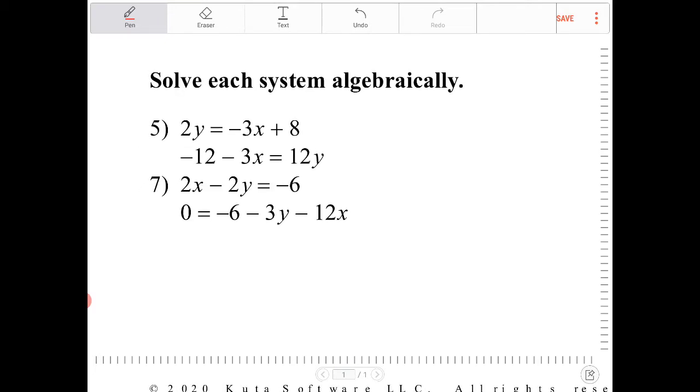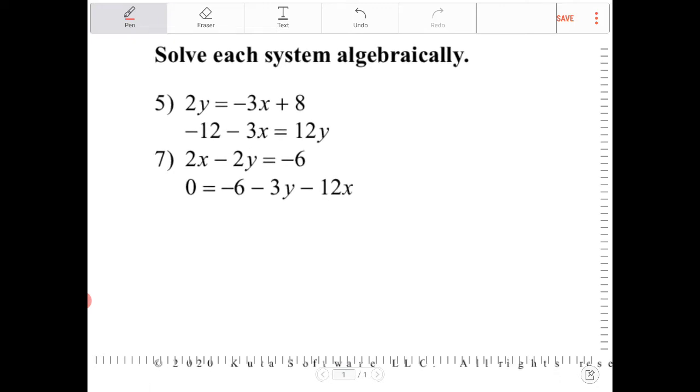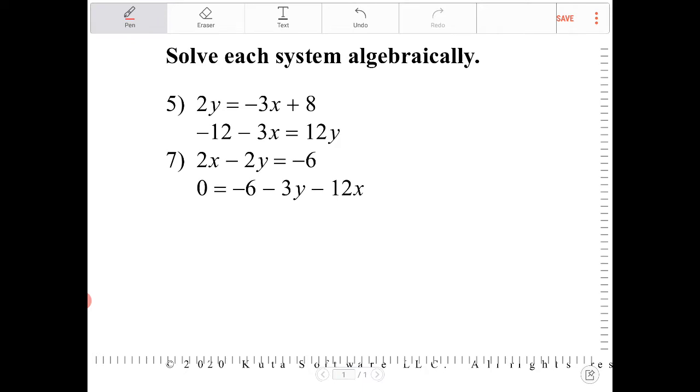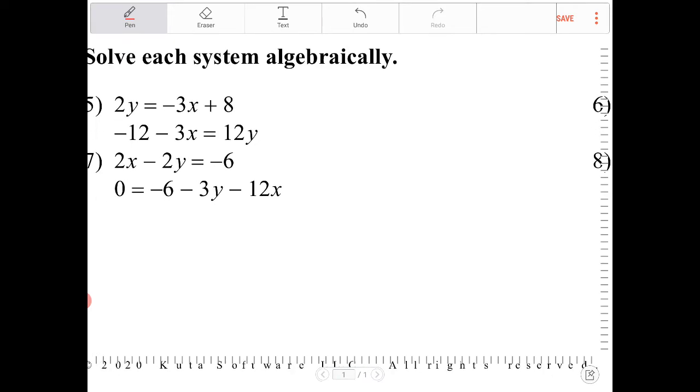Looking at this, I have 2y equals -3x plus 8, and -12 minus 3x equals 12y. So I will need a little bit of space, so I'm going to write on the side over here. I will bring all the variables over to one side. So I have 3x plus 2y equals 8. And I'm going to subtract the 12y over and then add 12 to both sides so that I have everything set up in this manner.